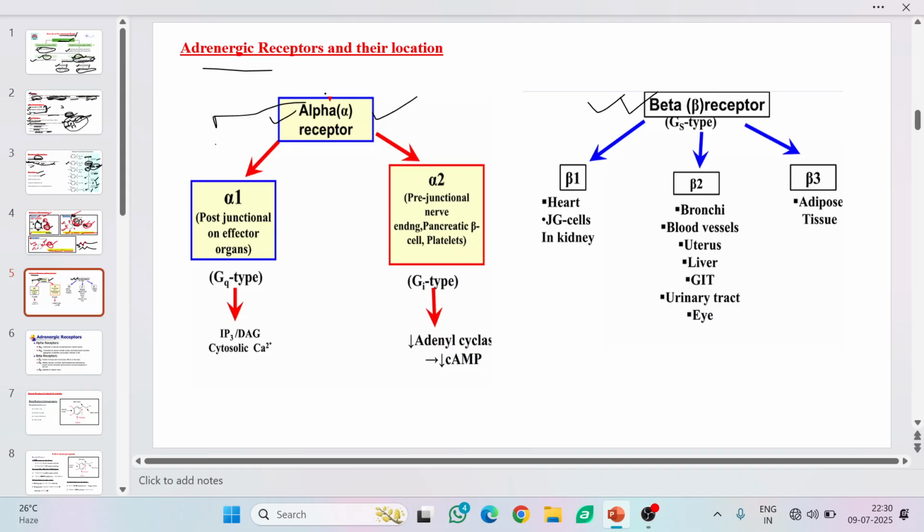Okay, so the alpha receptor is again divided into two types, alpha 1 and alpha 2. Now where is this alpha 1 receptor present? Post junctional effector organ. So what is this?